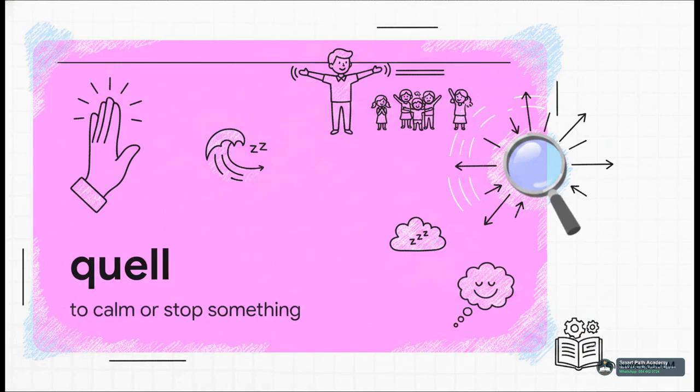Let's look at our first vocabulary word, quell, Q-U-E-L-L. To quell means to calm or stop something. Think about a classroom that gets just a little too loud during a really fun activity. A great teacher has to gently quell the noise so everyone can focus again. Or, in a story, a character might have to quell their own fears before facing a massive challenge.